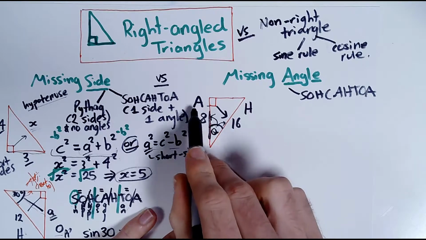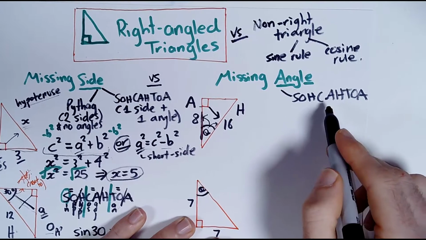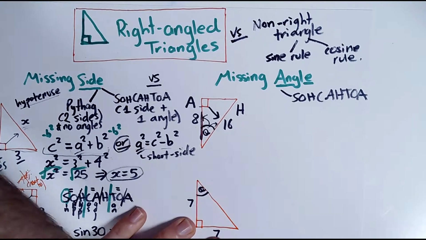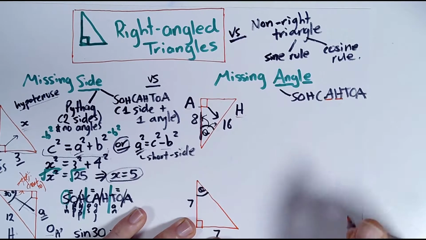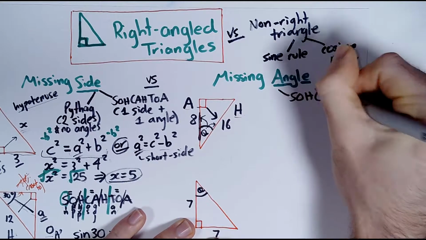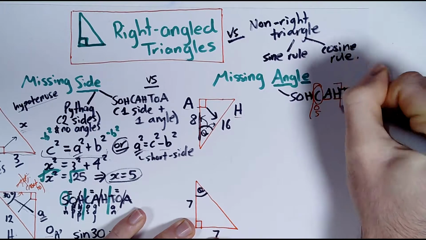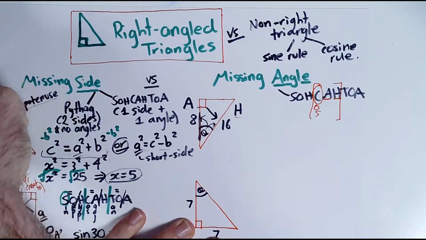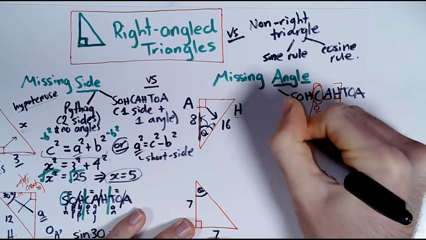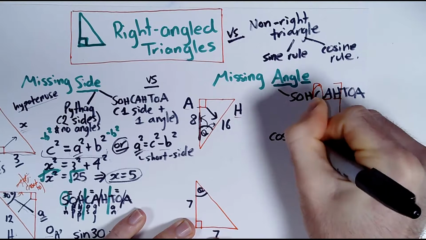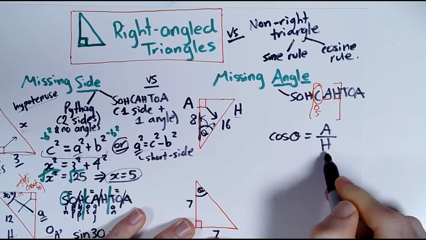Now sound those out. A, H. Go and look at our SOHCAHTOA. Which one stood out there? Well, remember, we are given the A and the H, and I can see A and H here. And that means that we are dealing with cos, because CAH is short for cos equals adjacent over hypotenuse. So remember, what does that actually mean? It means cos of an angle equals the adjacent side divided by the hypotenuse.